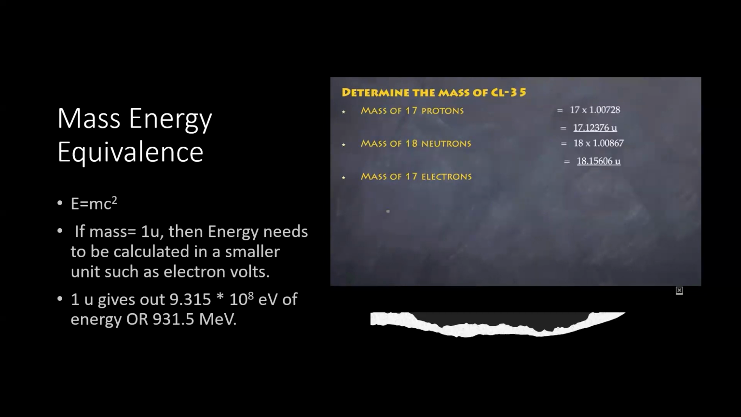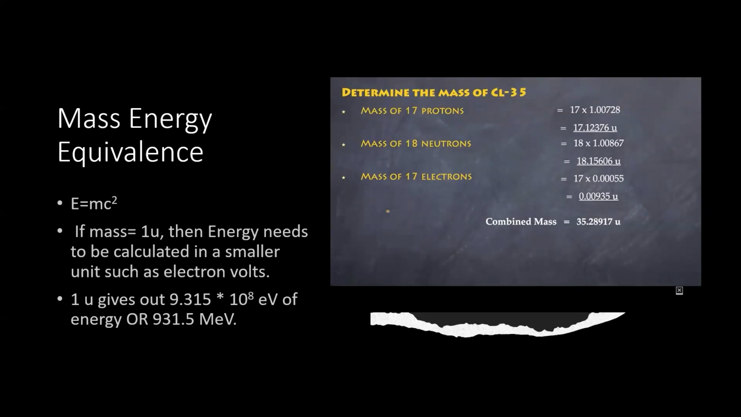With 17 protons, I end up getting 17 times the AMU in terms of protons. I get this value, 17.12376. Similarly, I get the mass of neutrons equaling 18.15606. And then, of course, I have my mass of electrons as well. So this is the combined mass of my chlorine atom if I add all those up. If I do the mathematics, I get 35.28917. That seems fine. All your building blocks should equal the sum total of the parts.